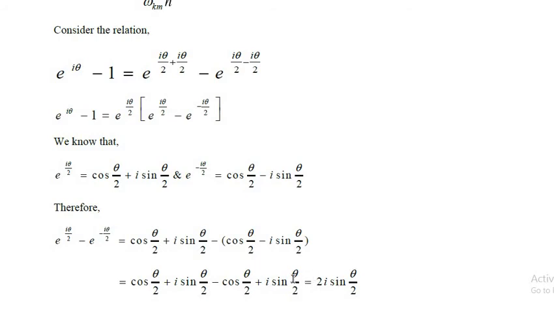Now substitute this, that is e power i theta by 2 minus e power minus i theta by 2 is equal to 2i sin theta by 2 in this relation. So you will get e power i theta minus 1 is equal to e power i theta by 2 into 2i sin theta by 2.